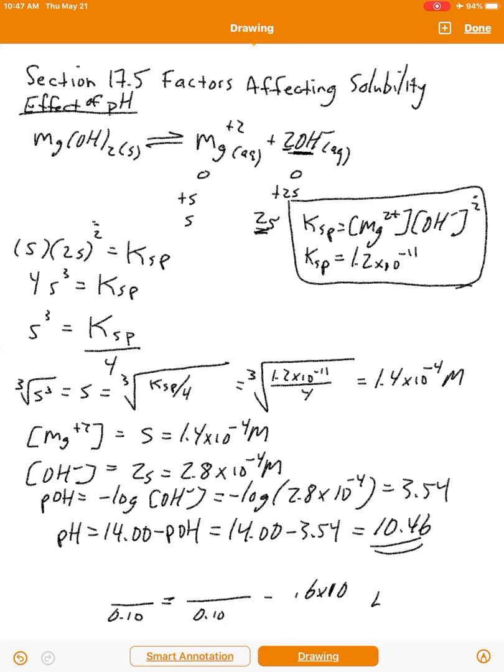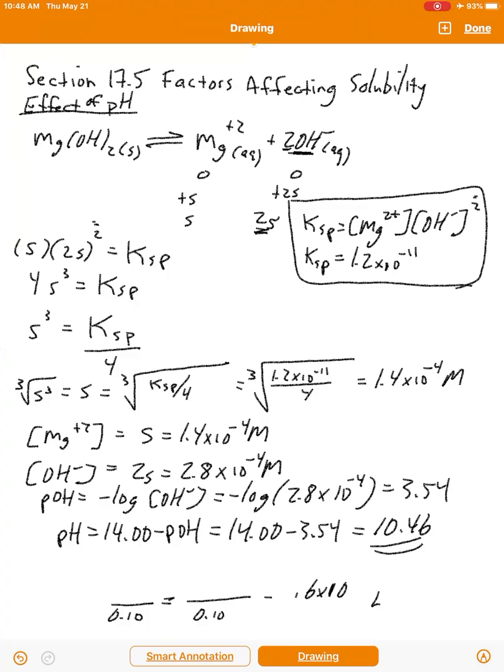So in other words, although it doesn't form very much hydroxide, 2.8 times 10 to the minus 4, remember it's 2S, that's not a real high concentration, but it is high enough that the pH is going to be somewhat basic. pH 10.46, significantly basic, in fact. pH 7 is neutral. So it's quite a bit. Okay, so that's one issue that can come up.